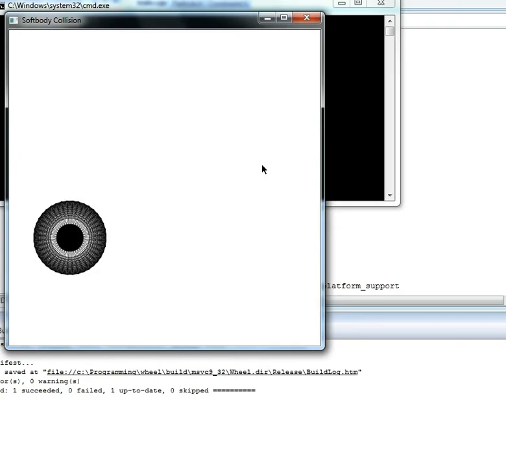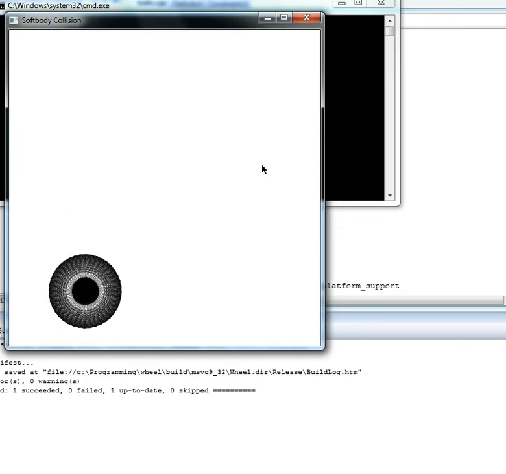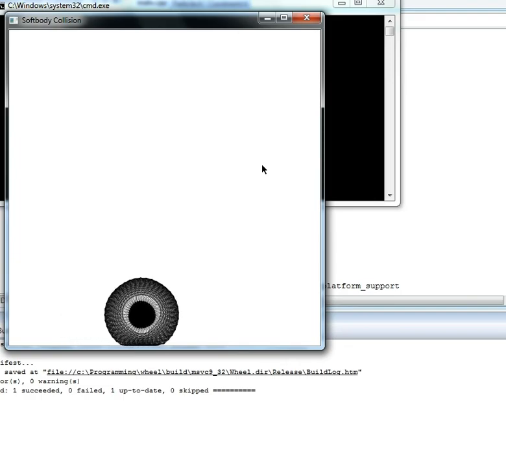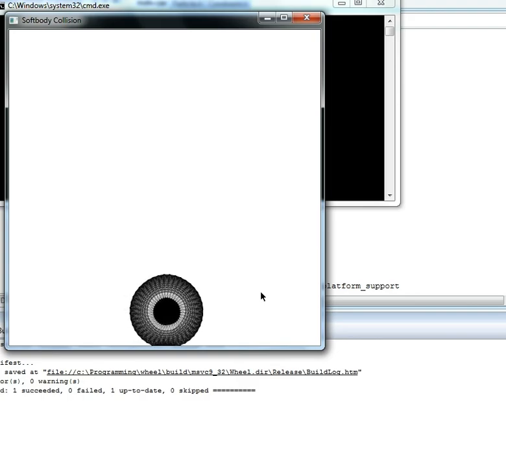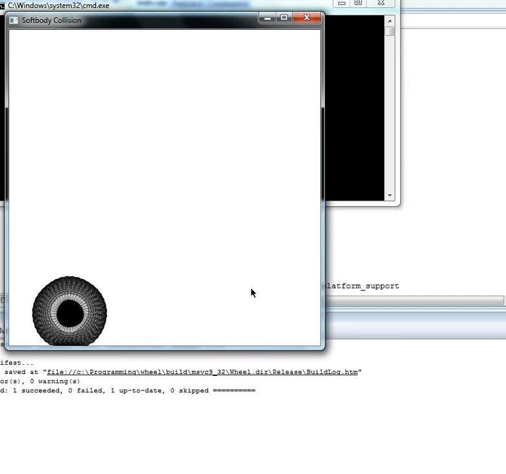Now this is going slow because this code hasn't particularly been optimized, and it's written to be more informative than performance oriented. But now we can see that this is moving more as we would expect, and it's a little bit more robust to the collisions that it's experiencing.